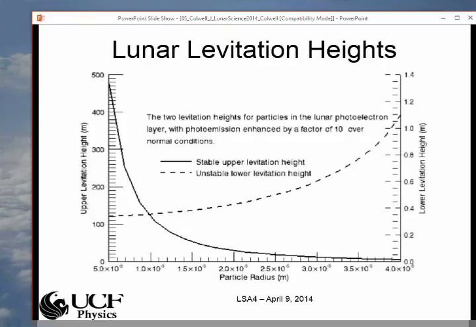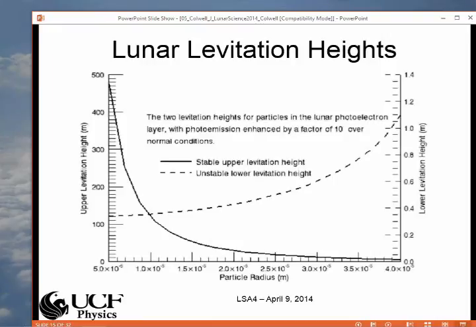We do use a couple of different models for what's the electric field above the surface. So there's simple theoretical approaches, and these have been validated by particle and cell simulations. This plot is just showing the density of the photoelectrons above the surface of any body in the solar wind and the solar UV flux.